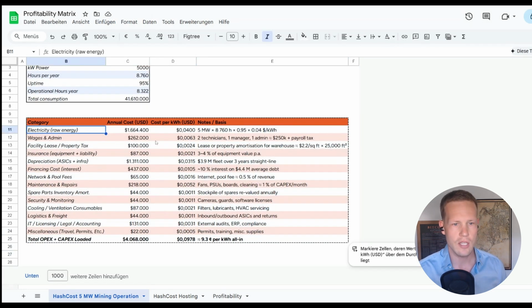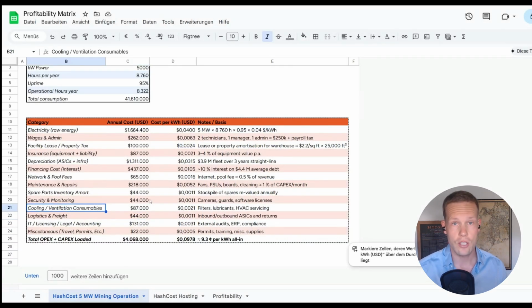We have the electricity, 4 cents. We have the wages and the admin. We have facility lease. We have insurance, depreciation, financing cost, network and pool fees, maintenance and repairs, all of this good stuff that you see on the left. And then I have approximate values, right? So logistics, sending ASICs in and out, 44,000 per year.